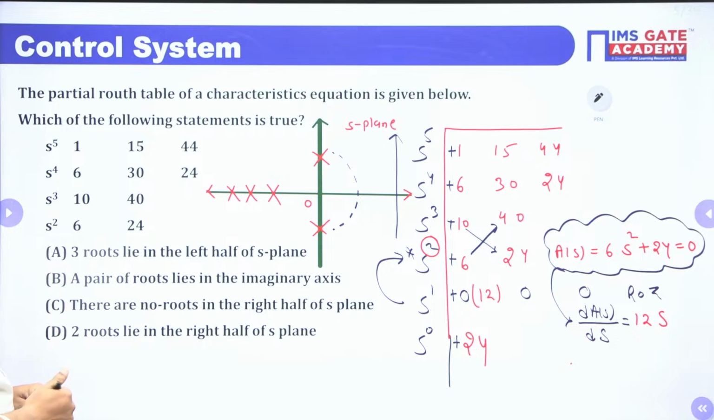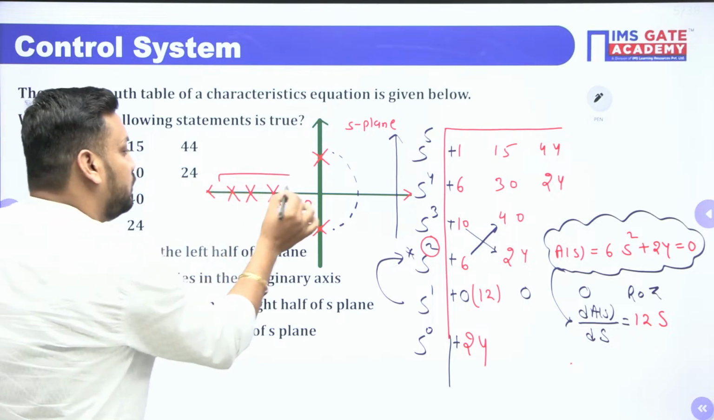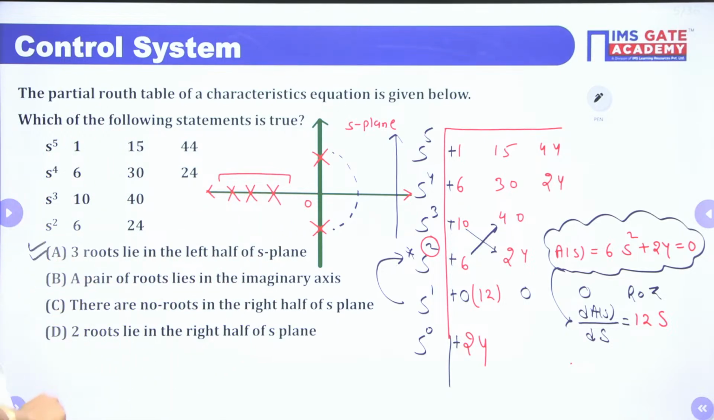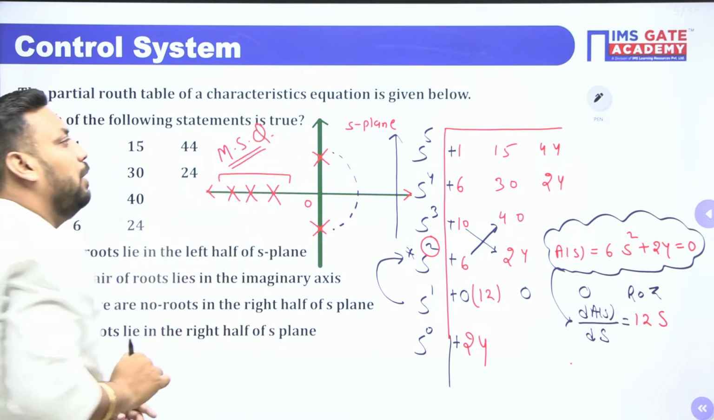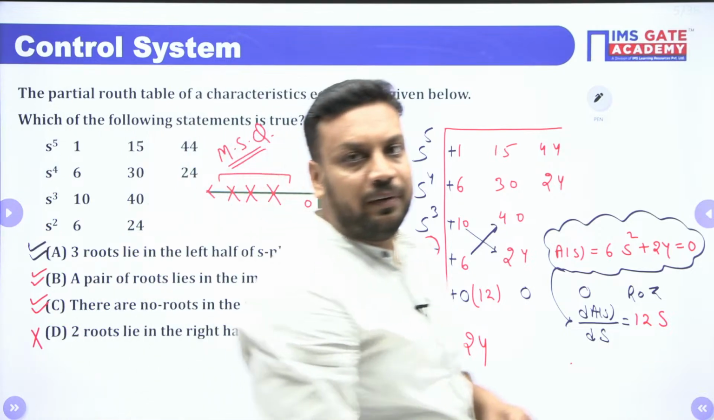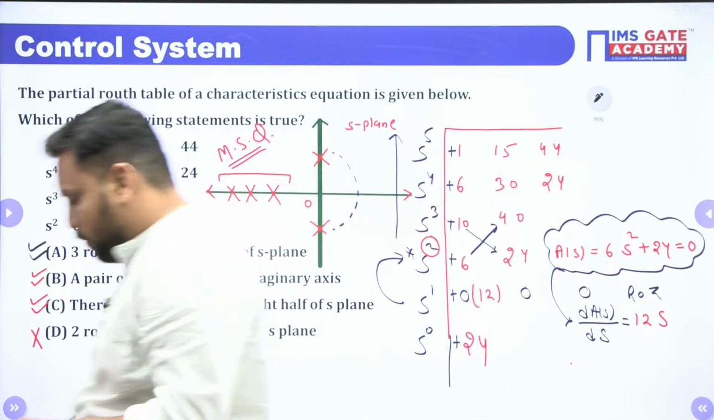Option A mentions that 3 roots lie in the left half of the S-plane. Is it correct, guys? Yes sir, it is true. A pair of roots lie on the imaginary axis. Pair means symmetrical, conjugate pair, so this is also correct. There are no roots in the right half of the S-plane. This statement is also true. And 2 roots lie in the RHS. This statement is wrong. So it is an MSQ question, a multiple select question, where multiple options are correct. Yes or no? All of you, do reply fast.